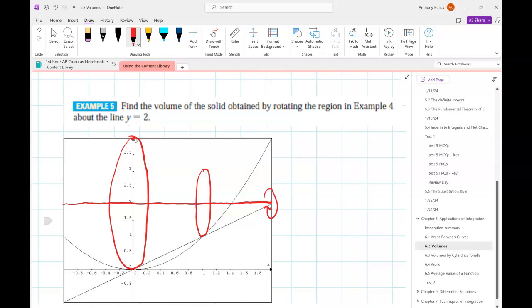Now if I look, the inside edge of this shape is going to be a straight line, because it's y equals x, but the shell's going to be thicker on the outside than it is on the inside. So it kind of looks like that. That's what I'm imagining for my shape.